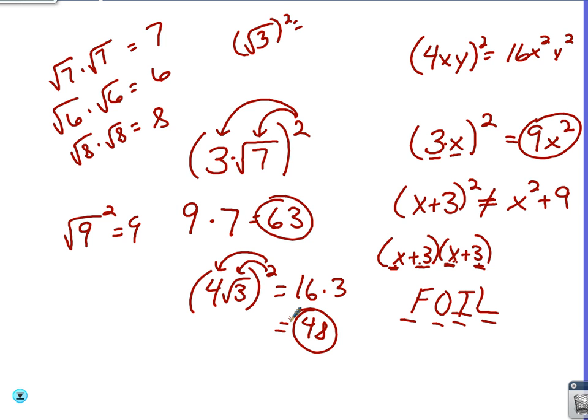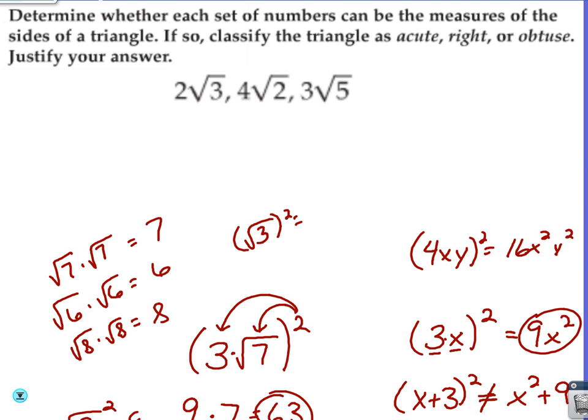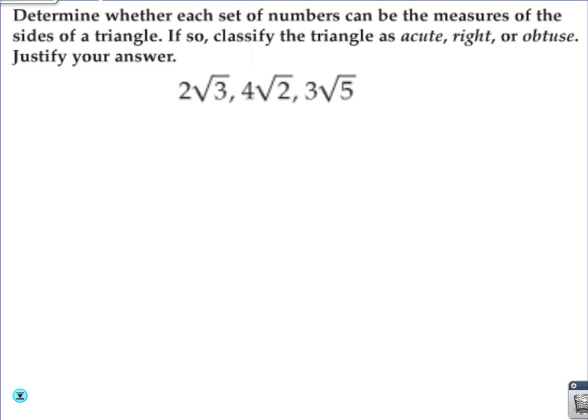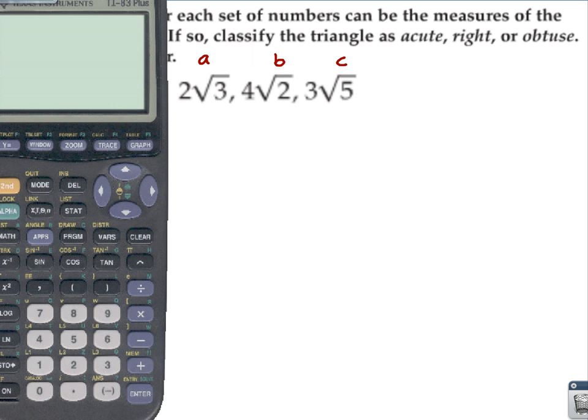Now we're ready for the problem. I'm assuming, and I'm hoping I'm right, that they're in order, A, B, C. I'll find out in a second if I'm wrong. Now, how can I actually know? What's this? These are all decimal numbers. If you want to know which one's bigger, type in 2 times the square root of 3. Type in 4 times the square root of 2.